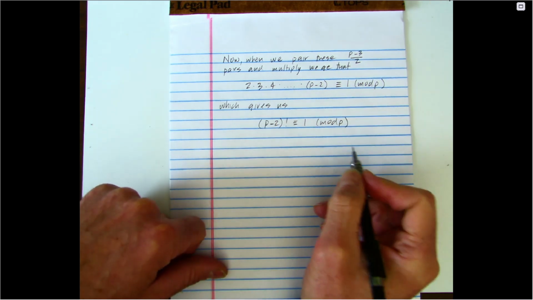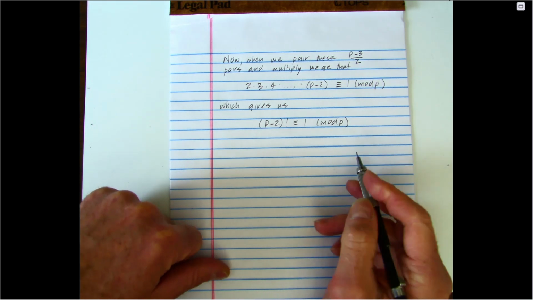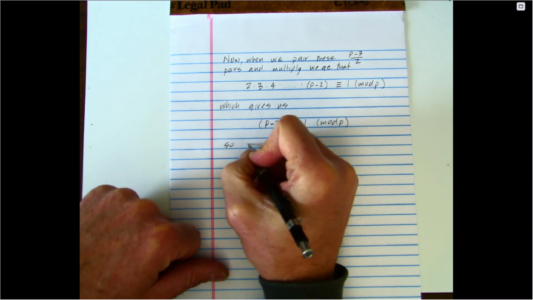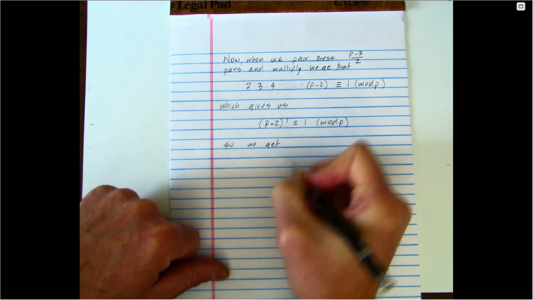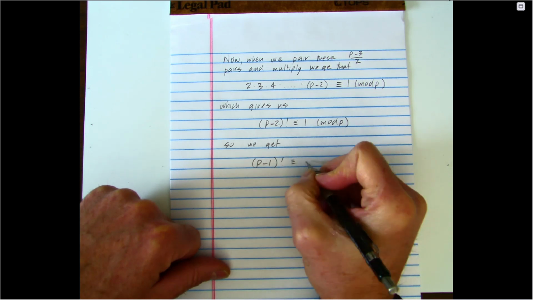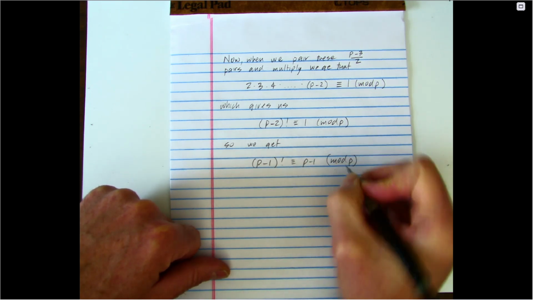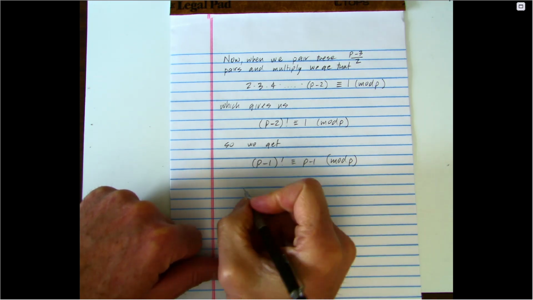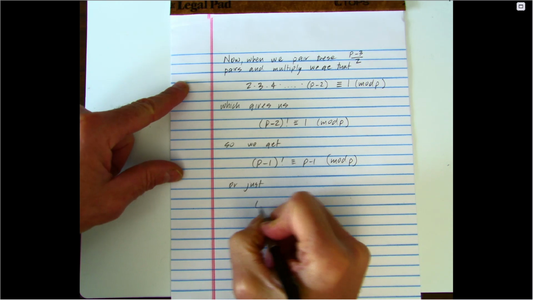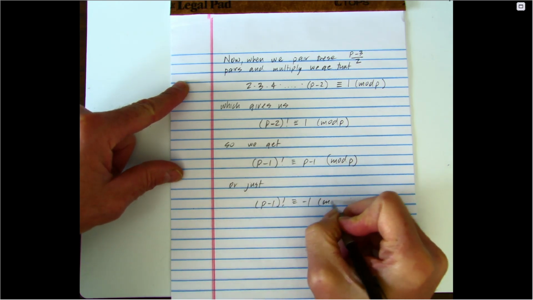And now we can get to Wilson's pretty quick. We just multiply by the one thing that's missing, which is p minus 1. So p minus 1 factorial would be congruent to p minus 1 mod p. And p minus 1 we recognize as -1, so p minus 1 factorial is congruent to -1 mod p.